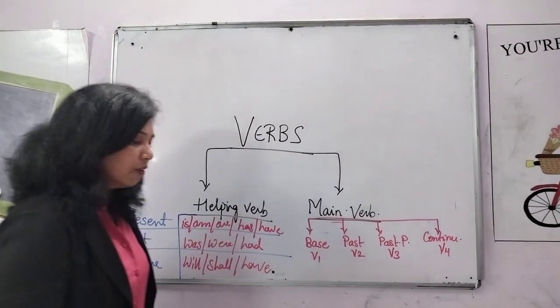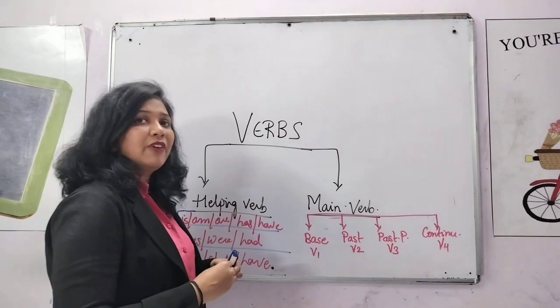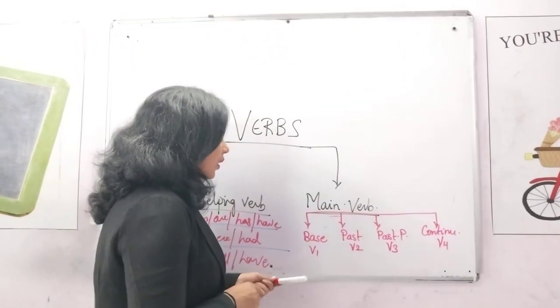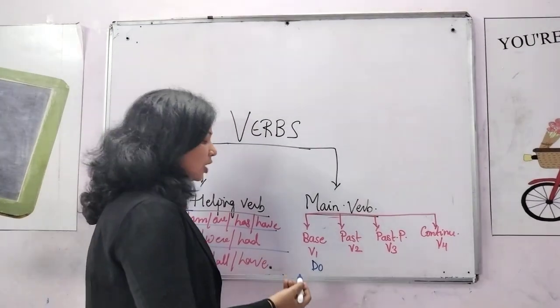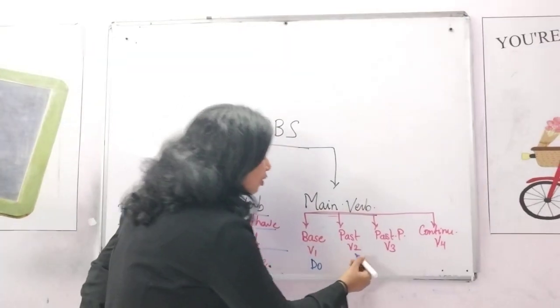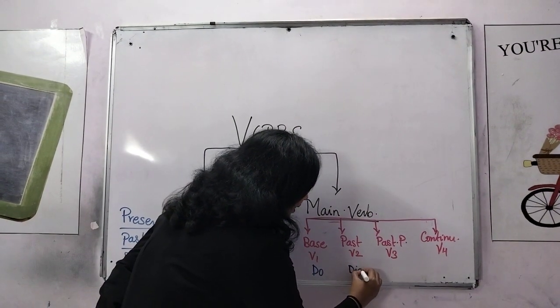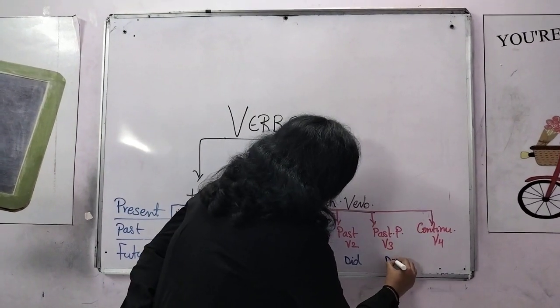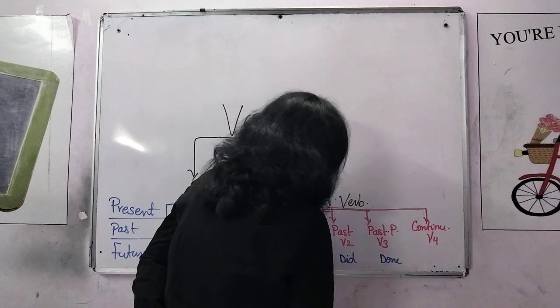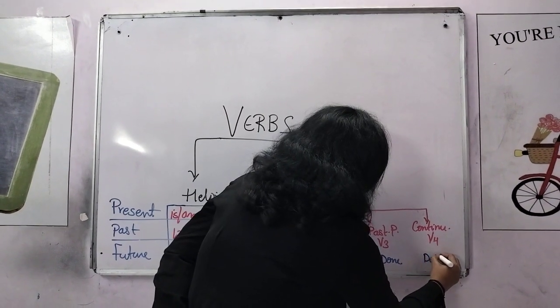So for example, if I take one word, which is do, just to make you understand. The past form of do will be did. The past participle of do is done. And the continuous of do is doing.